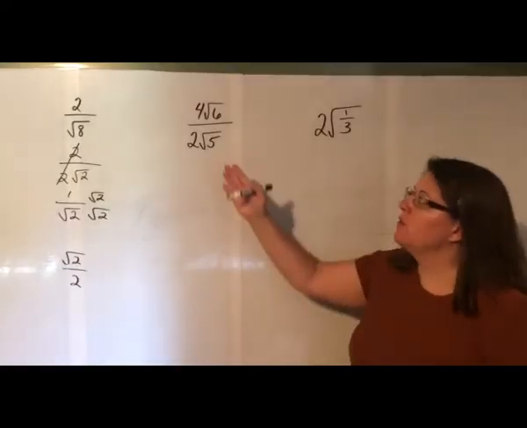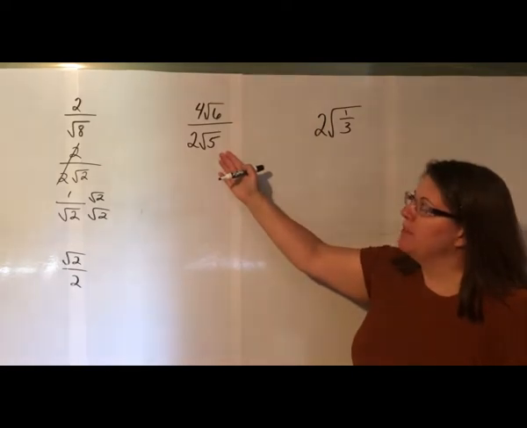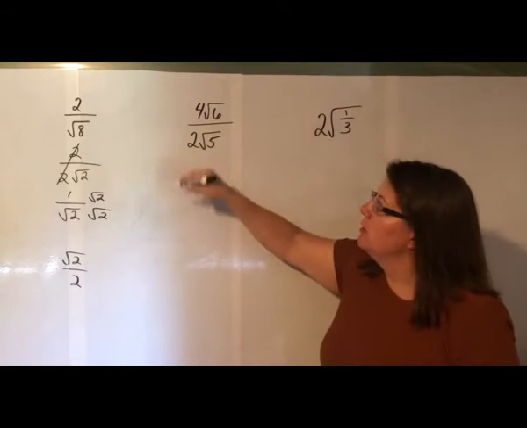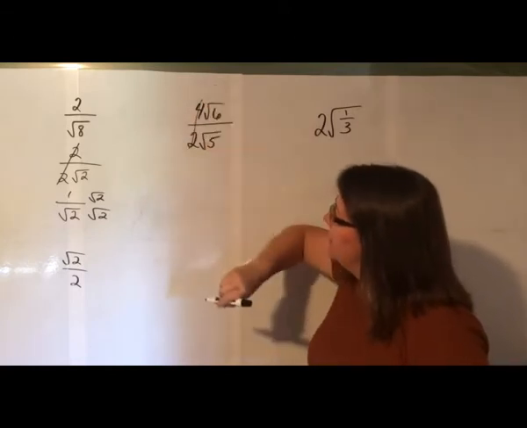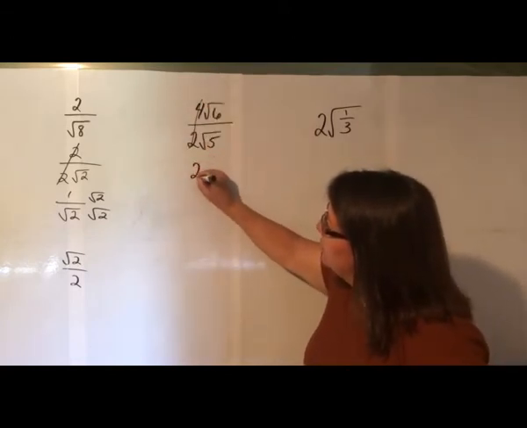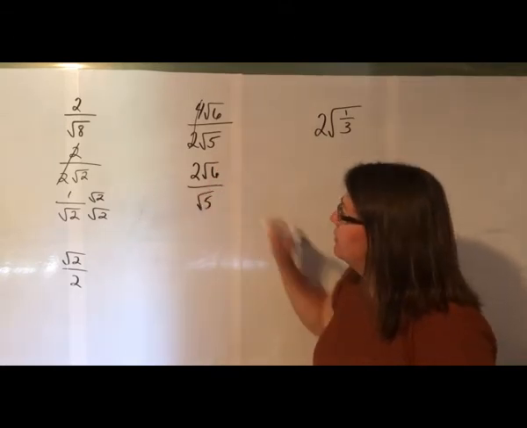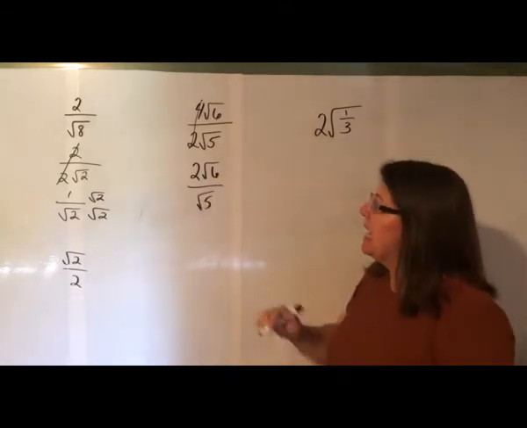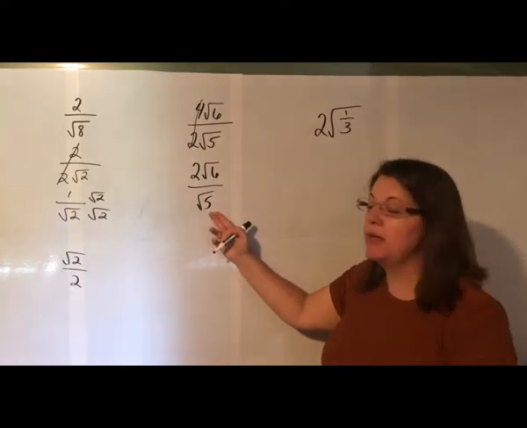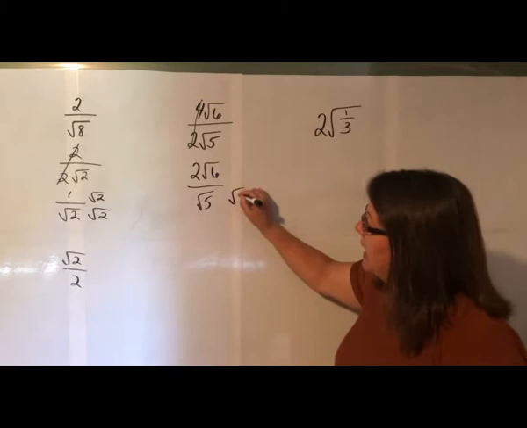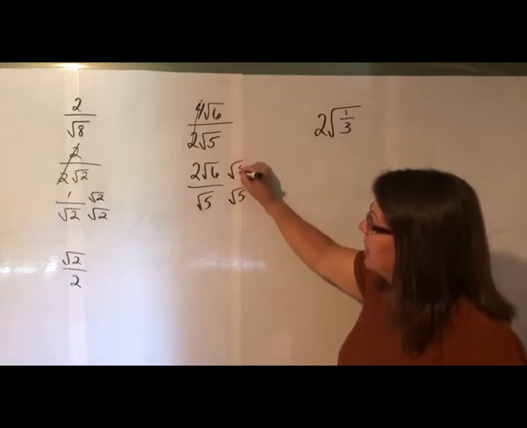All right, so let's look at this one. I'm going to simplify first. I think that's a little bit easier. I know 2 goes into 4, so I can simplify that. That leaves me with a 2 on the top, on the numerator, and the square root of 5 on the bottom. Then I can't have any radicals in the denominator, so I'm going to have to multiply by the square root of 5 on the top and on the bottom.